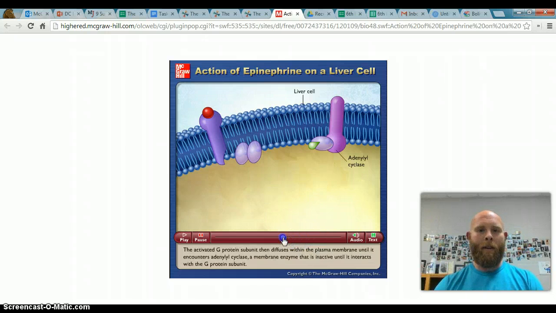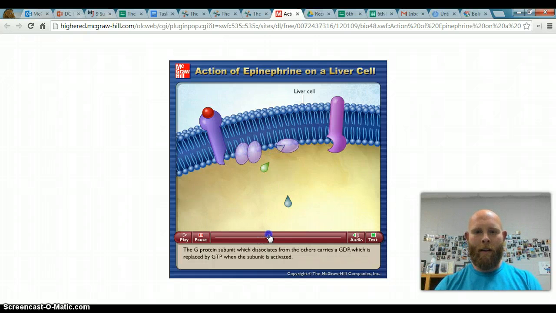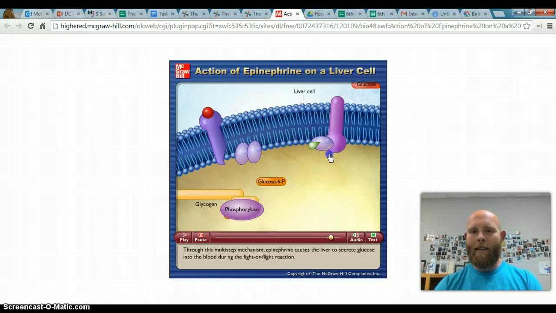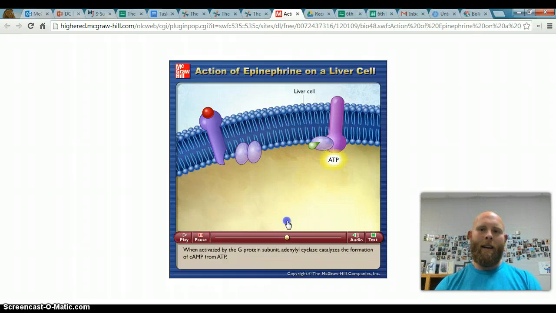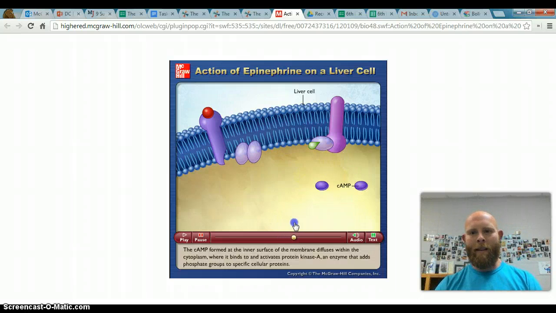When this epinephrine comes in contact with this specific shape-dependent receptor, it causes a chain reaction of events to occur. That binds there, that one breaks apart, a more energy-rich form of that molecule attaches to it, it diffuses over, it has to combine with this substance over here, which then uses ATP to create cyclic AMP, or cyclic adenosine monophosphate. It only has one phosphate group on it, which then binds with this protein, creating a protein kinase.